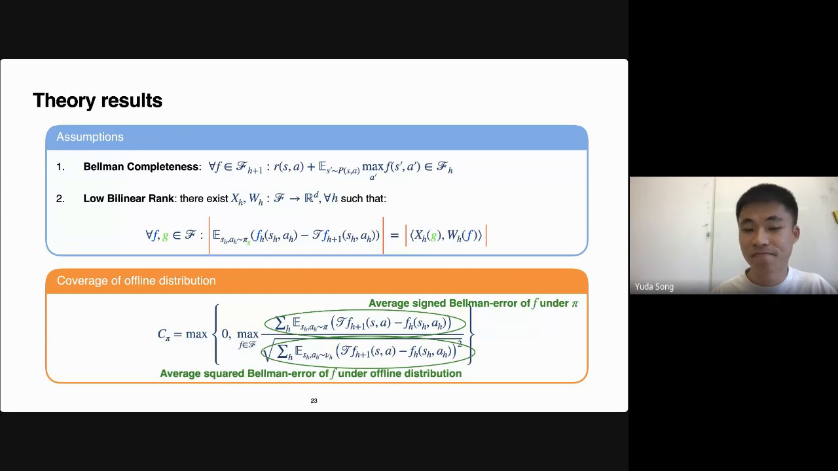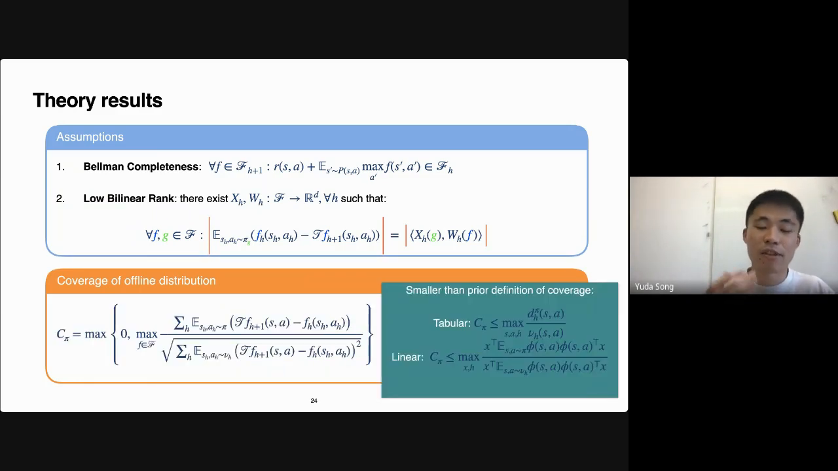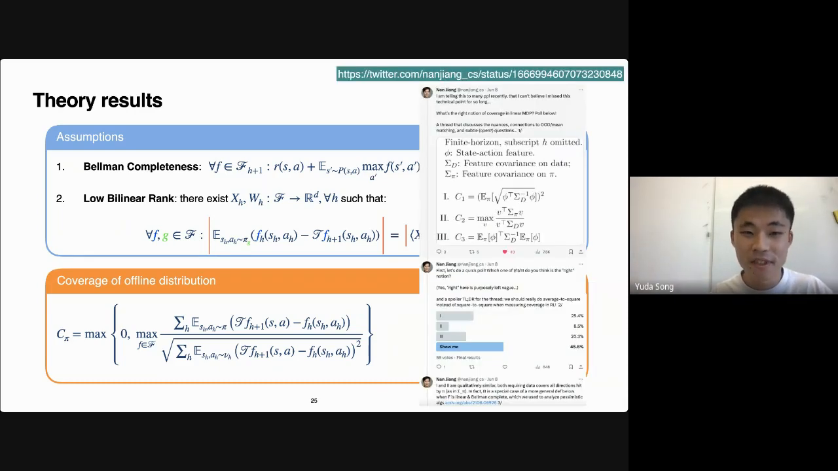I hope this is intuitive, and this is actually pretty nice because it's smaller, or sharper, than the previous definition of coverage in the offline literature. If you put it in the tabular case, it will be smaller than the density ratio. And if you put it in the linear case, it will be smaller than the relative condition number.